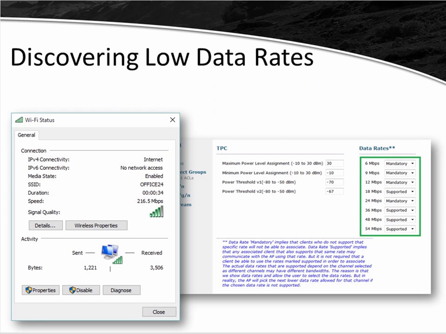So how do we discover them? Well, you can discover your data rate easily for an individual client. So we're looking here at the Wi-Fi status just on a standard Windows 8 computer, still the same dialog box in Windows 10. And you can see this one happens to be connected at 216.5 megabits per second. So that just happens to be the connection for this particular device.